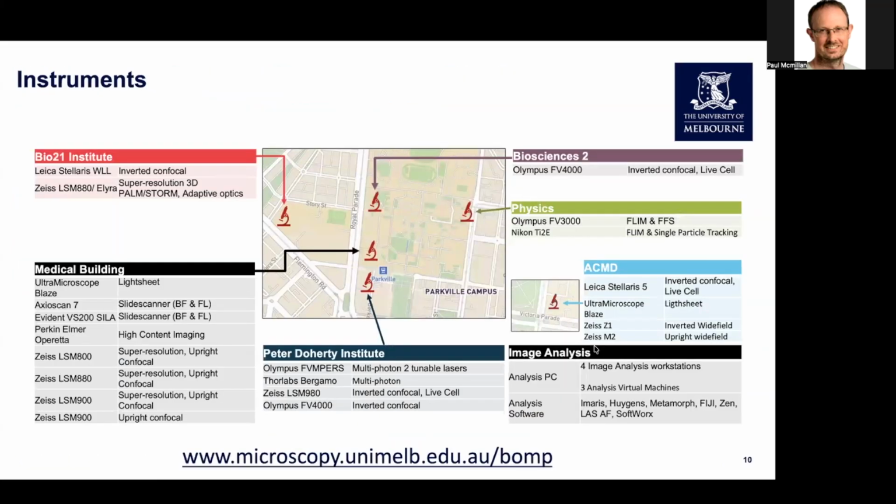If you're from Melbourne and you know what the Parkville campus looks like, then we are spread across 6 different locations. From the Bio21 Institute in the west, to our main lab and offices in the medical building. We also support equipment in the Peter Doherty Institute, School of Biosciences, and School of Physics. And we're just setting up a node now at the newly established Aikenhead Centre for Medical Discovery, which is out in Fitzroy at St Vincent's Hospital campus. And this is the website you want to go to if you want to learn more information.